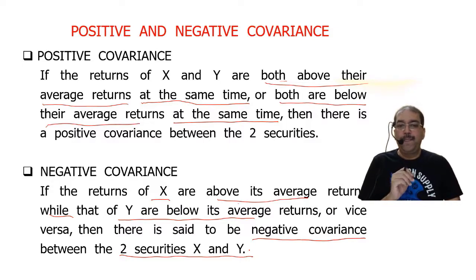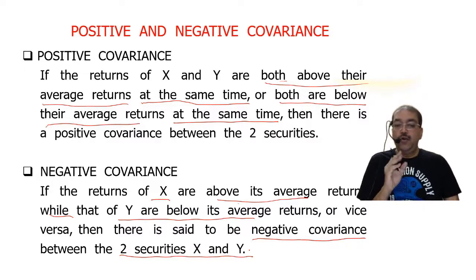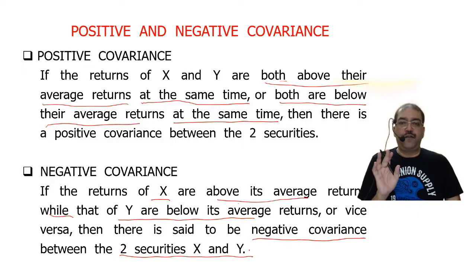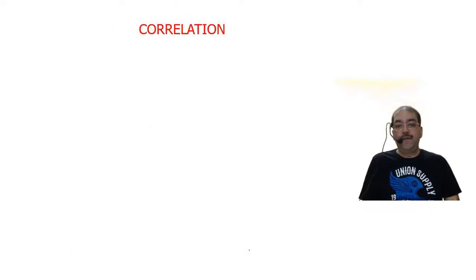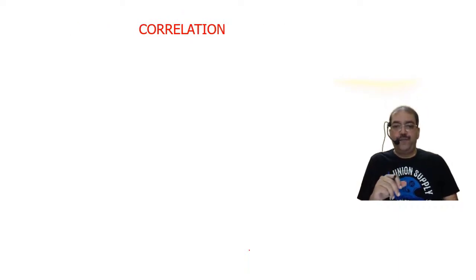Any problem? This is about covariance. Now there is another similar term, correlation. In covariance, I've told you, I'm not concerned with the digits, I'm not concerned with the figures. I'm concerned only with the sign. But in correlation, I'm concerned with both. I'm concerned with the figure also, I'm concerned with the sign also.